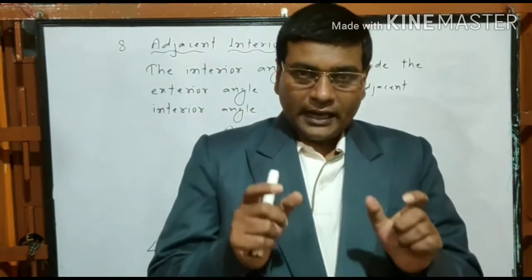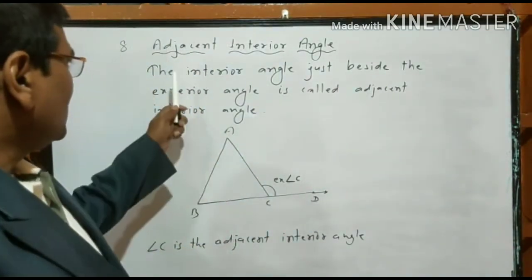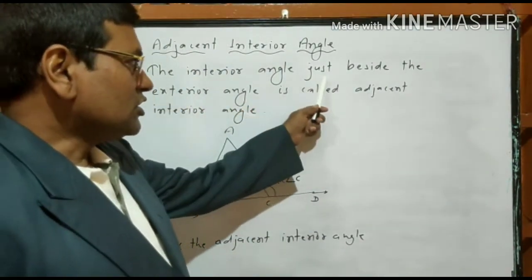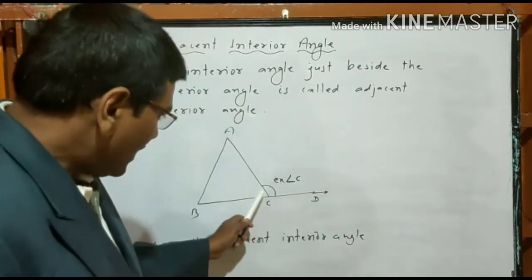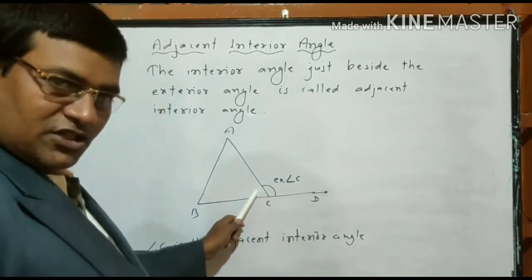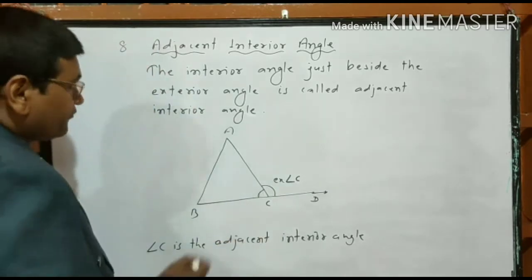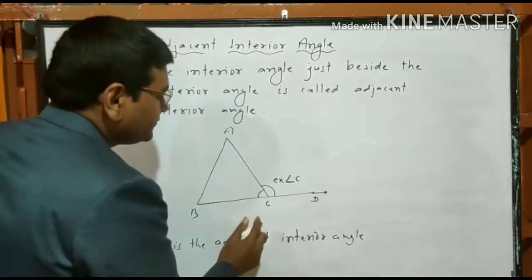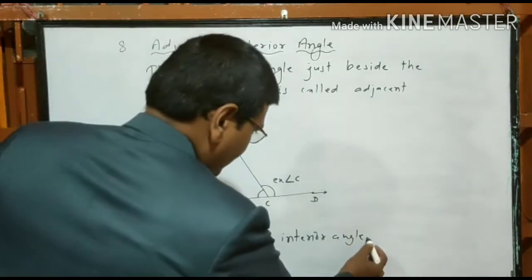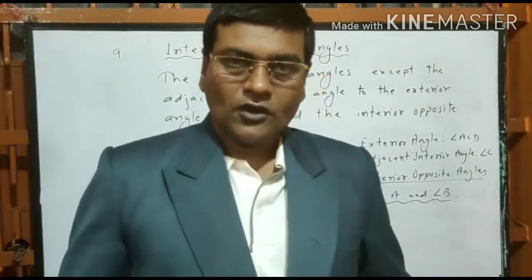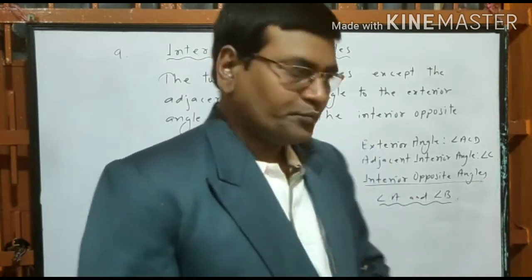Now, adjacent interior angle. Look here. The interior angle just beside the exterior angle. This is the exterior angle and its beside angle, just beside interior angle, is angle C. This is called adjacent interior angle. Angle C is the adjacent interior angle. Got it?